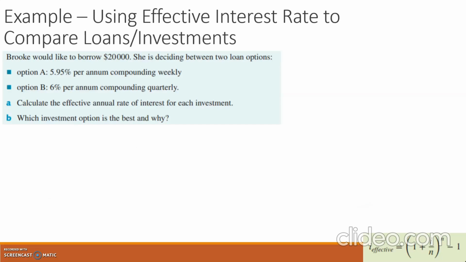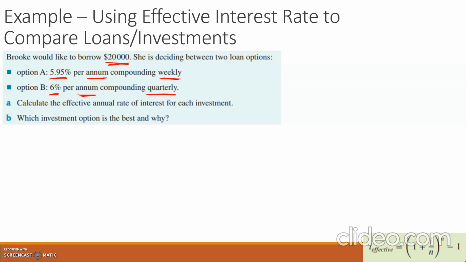All right, let's take a look at an example question here where we use effective interest rate to compare different loans or investments with each other. Brooke would like to borrow $20,000 and she's deciding between two loan options. Option one is 5.95% per annum, which compounds weekly. The second option is 6% per annum, so a better interest rate, but this one compounds quarterly, so it compounds less often than the other loan. So one has a better rate but less compounding, and one has a worse rate but compounds more often. Like we said, it's difficult to decide which is better straight away.